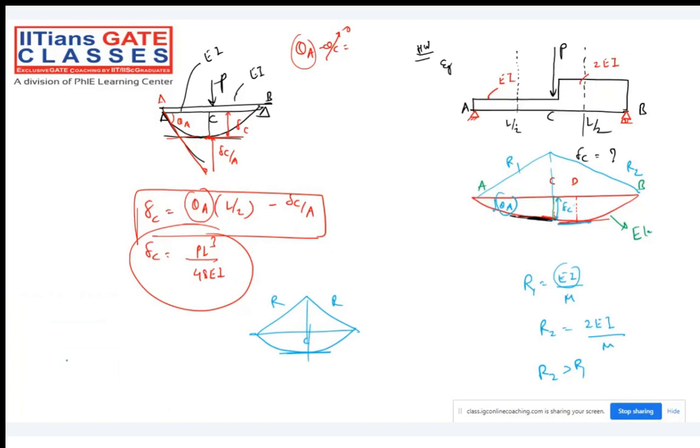With the same success rate that we are getting in the deflection chapter, we have to work on each and every subject. Then only you can crack every question in the GATE exam. No question is very tough.